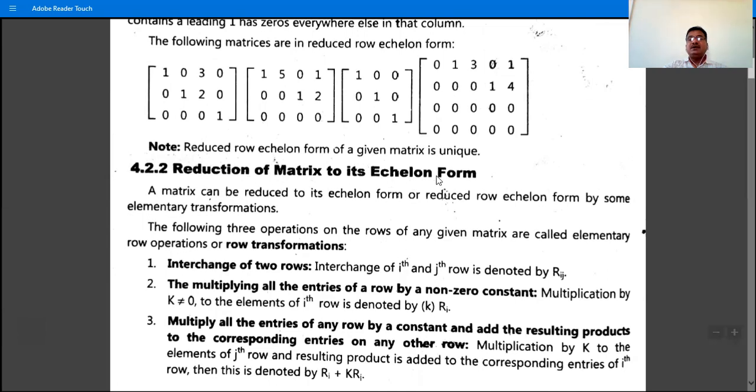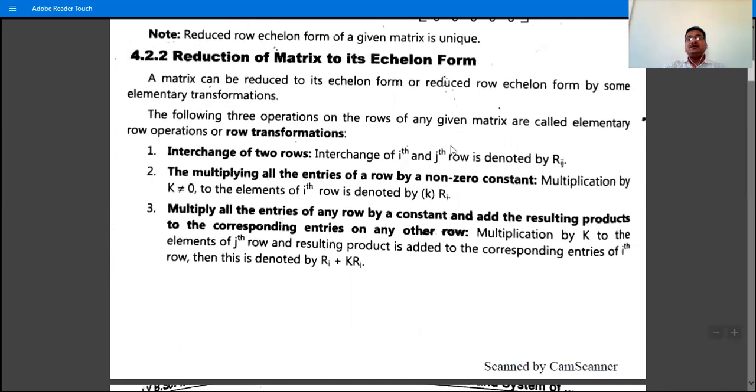So, reduction of matrix to its echelon form. We can reduce any matrix to its echelon form or reduced row echelon form by applying the three row transformations. The first row transformation is to interchange any two rows, and the notation is Rij. This is the notation for interchanging two rows. So we can interchange the first and third row, then write R13. So what is the meaning of R13? Interchanging the first and third row.